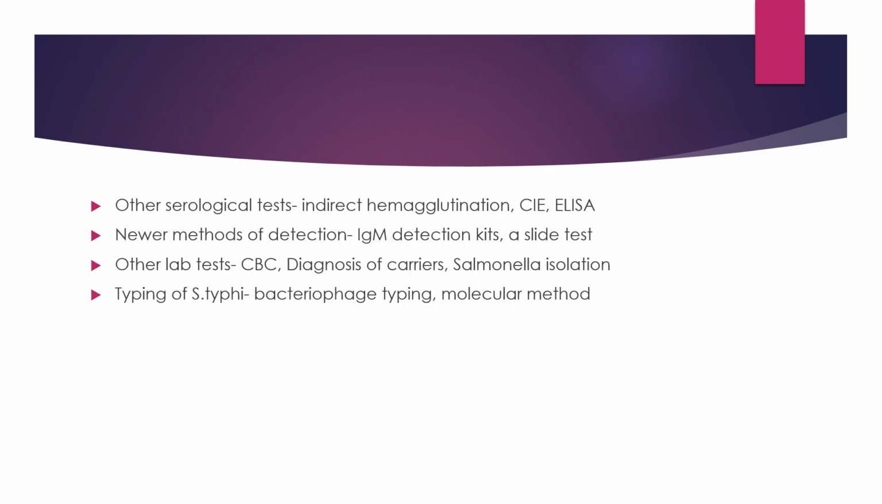Next, we see about the other serological tests. We can use indirect hemagglutination, CIE, ELISA, and there are newer methods of detection. One is IgM detection kits.